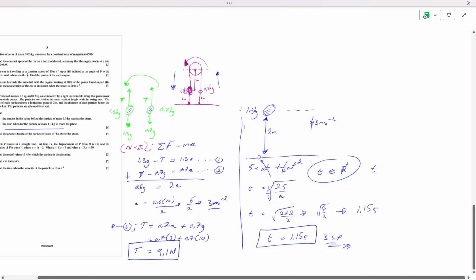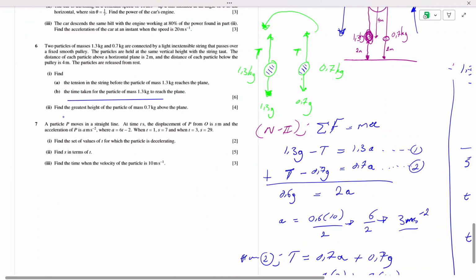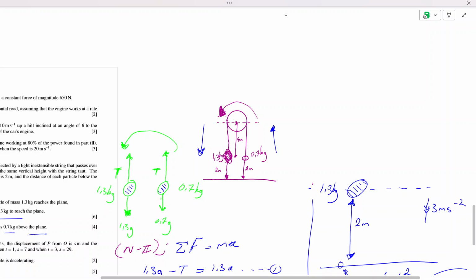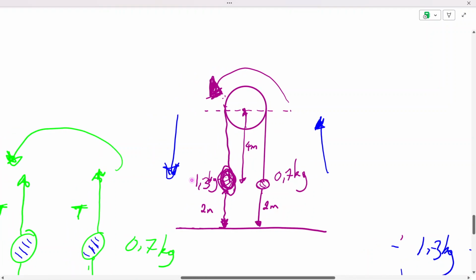There you go. Now I want to go to part 2, which says find the greatest height of the particle of 0.7 kg above the plane. So what they're asking is, remember, as the 1.3 kg mass goes down, the 0.7 kg mass goes up. So it's saying find the maximum height from here. So we need to find some height that it reaches. That's the max height that we need to find.